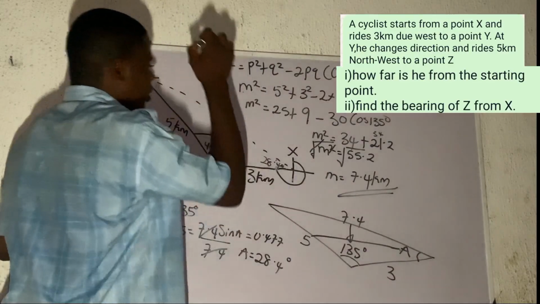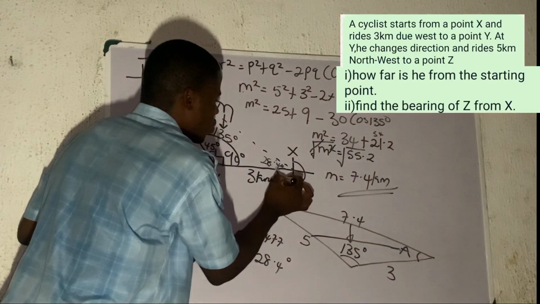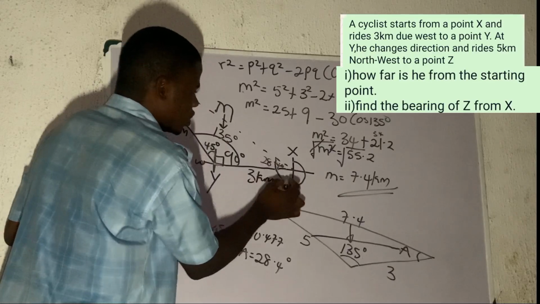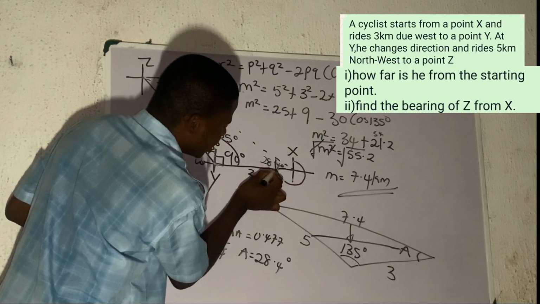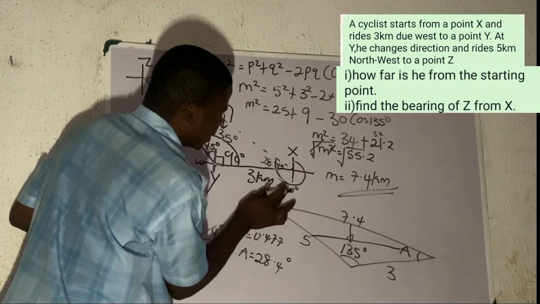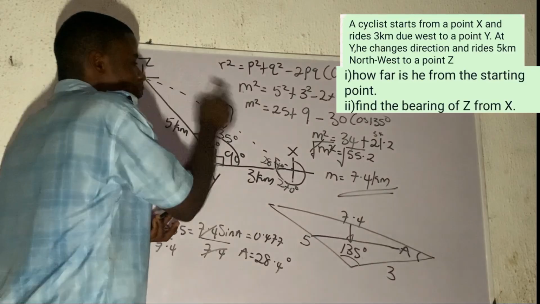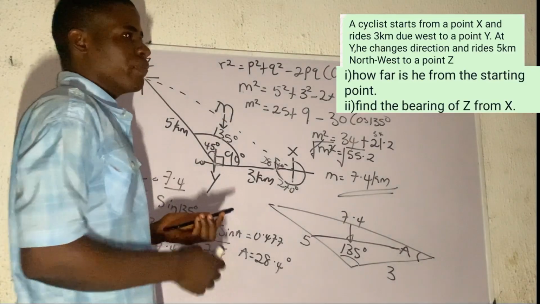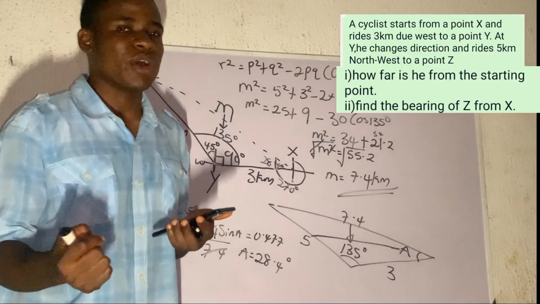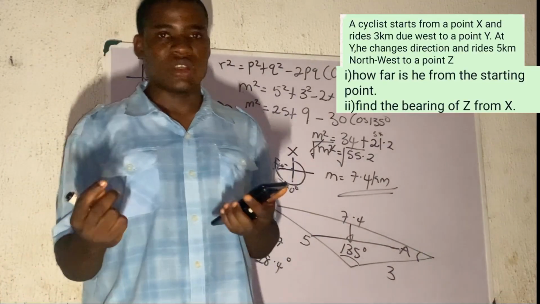The bearing of Z from X is from the north of X to where the line joining both of them is, which is here. From here to here alone is 270 degrees. But I'm looking for from here to here. So 270 degrees plus 28.4 would be the bearing of Z from X. So that's left for you. Check the answer to 270 plus 28.4. That is the bearing of Z from X. I hope you understand.